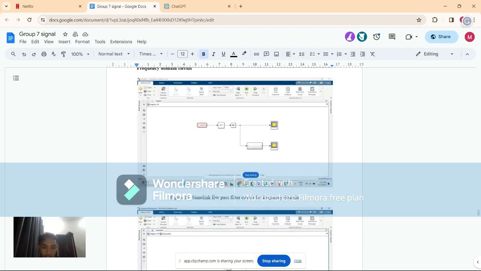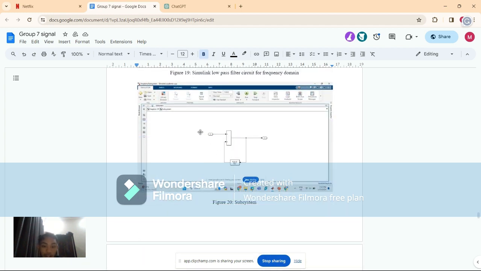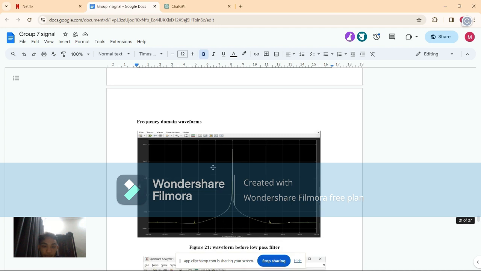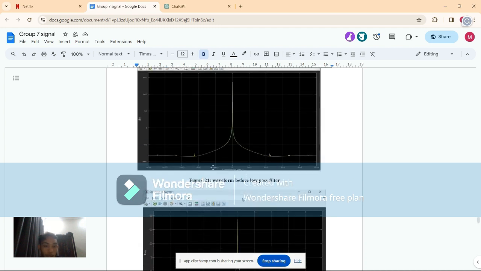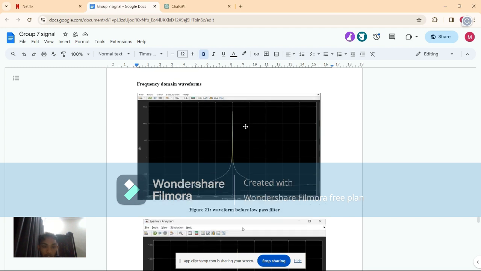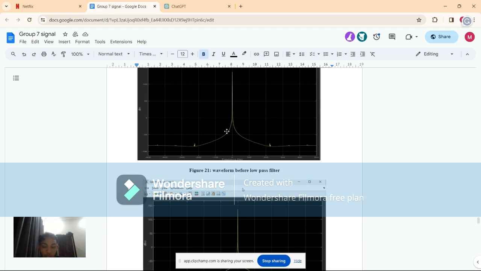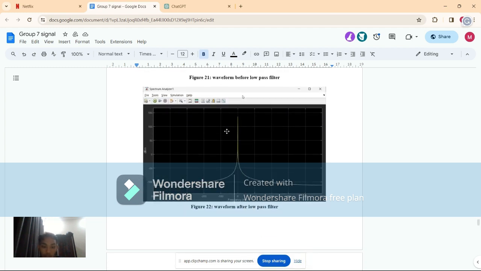Frequency domain circuit. This is a picture of the Simulink low pass filter circuit for the frequency domain, and it is a subsystem. Frequency domain waveform: this is the picture for the waveform before the low pass filter and the waveform after the low pass filter.